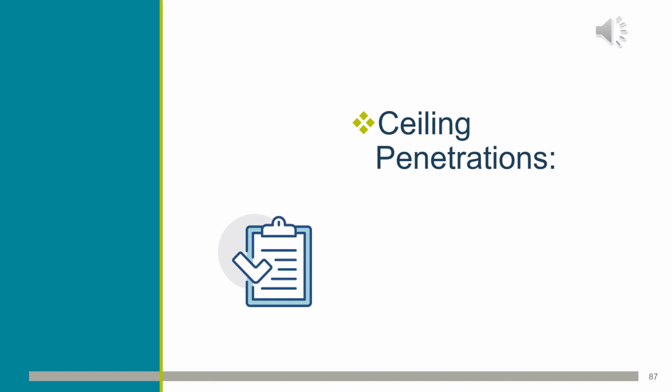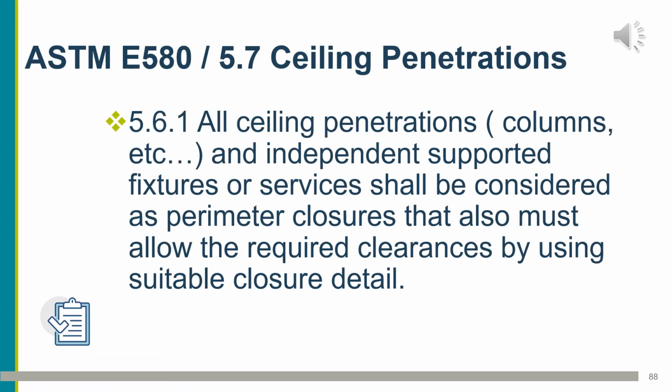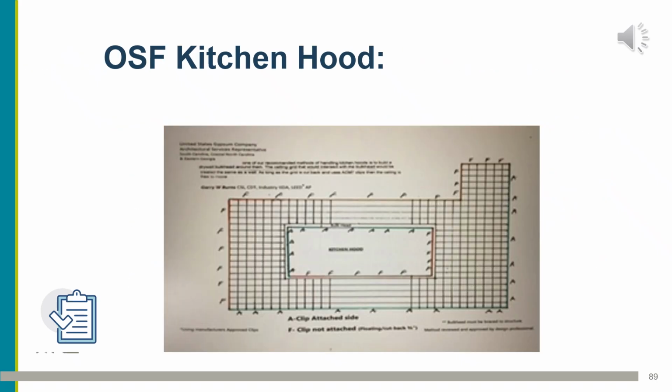Ceiling penetrations. There are specific requirements in ASTM E580 for penetrations of the ceiling system. I think a really good example would be something like a kitchen hood. Typically in a large commercial kitchen, the kitchen hood system is going to be located in the middle of a large room. So then you're going to have a drop ceiling going in or acoustical tile ceiling going in. So how do you handle that around the apron of the kitchen hood?